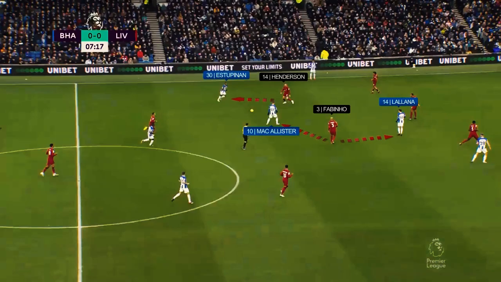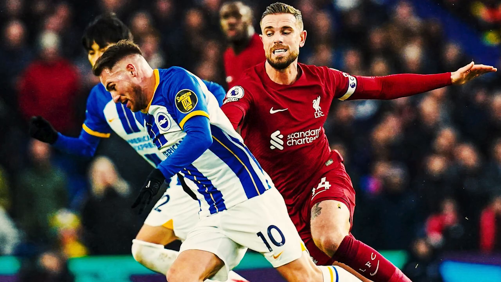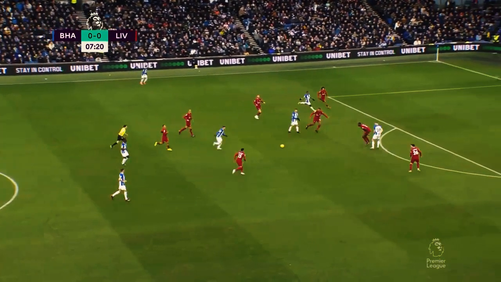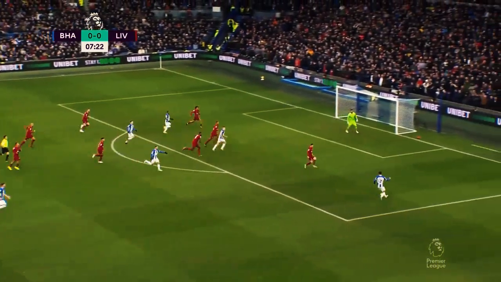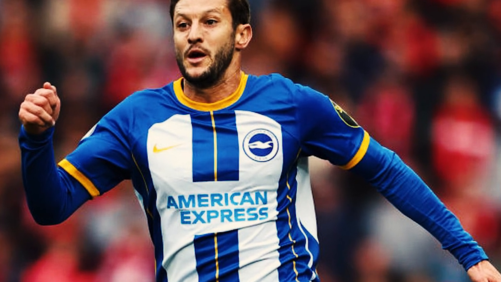So when Henderson tries to close on Estupiñán, McAllister is already in the left half space, ready to receive, and this is where things got difficult for Fabinho, as he now had to decide whether to pick up Lallana or McAllister. Fabinho allows McAllister to receive, who now turns and plays a give and go with the free Lallana. Fabinho then decides to close on McAllister, and Estupiñán makes a direct pass to the free Lallana.